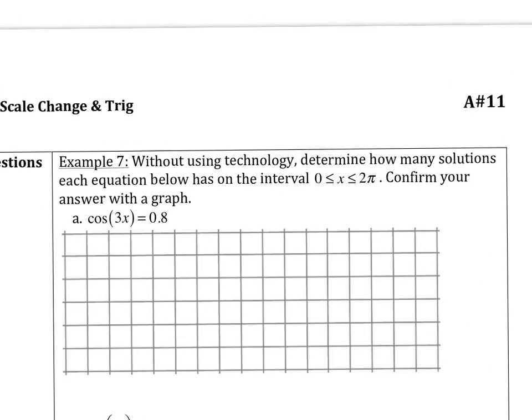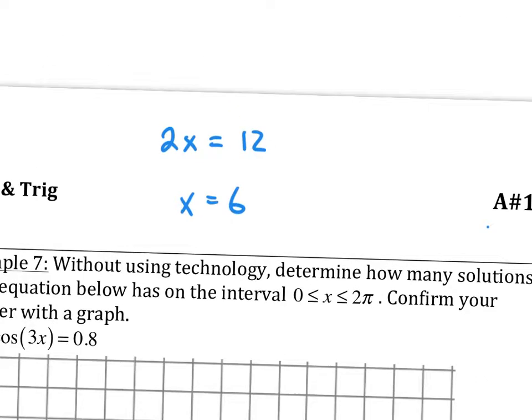On the last page, the last example is where we are going to, without technology, determine how many solutions each equation below has on the interval of one complete cycle of the parent function, so between 0 and 2 pi. We're going to confirm our answer with a graph. Now, fundamentally, let's recall in algebra what's true. If I gave you this equation, 2x equals 12, then most of us would do the inverse and divide, okay? But it turns out that graphically, this can be represented as a function, and this can be represented as a function.